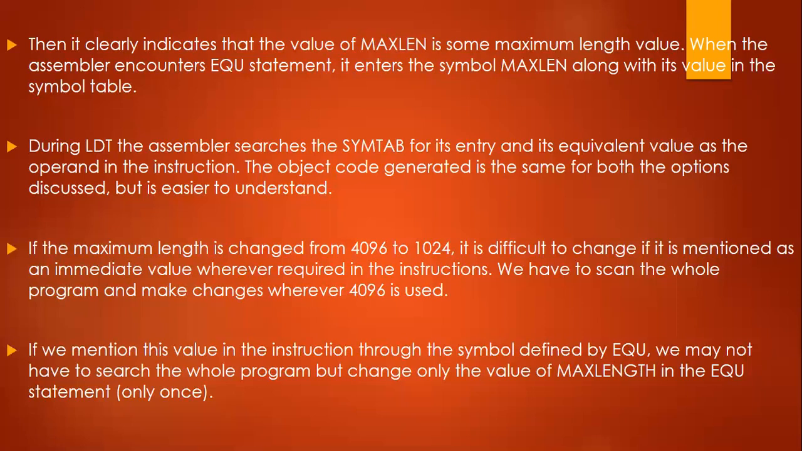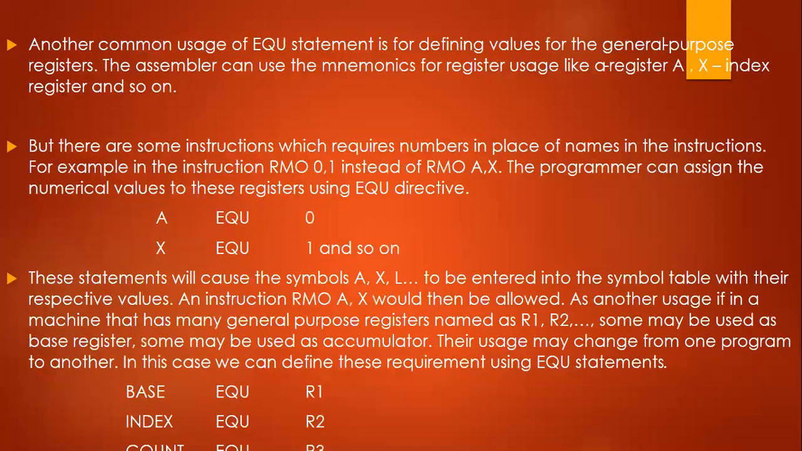We have to scan the whole program and make changes wherever 4096 is used. If we mention this value in the instruction through a symbol definition by EQU, we may not have to search the whole program, but change only the value of maximum length in the EQU statement only once. So that is the advantage of using this type of symbols, or else direct use exactly.